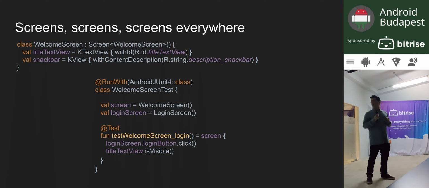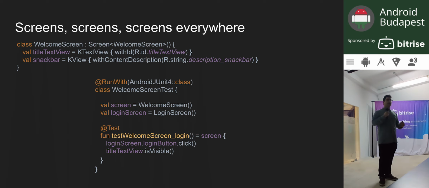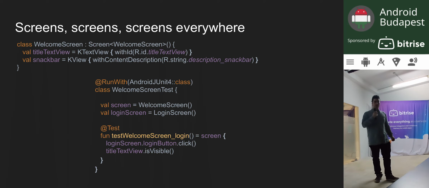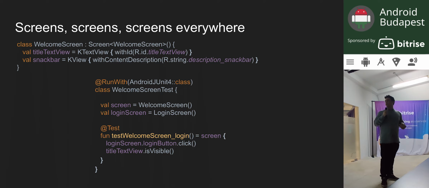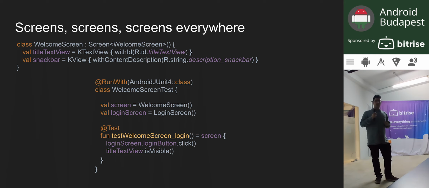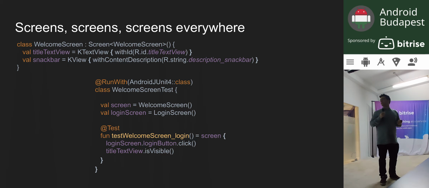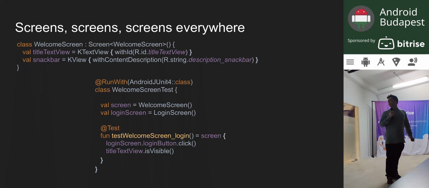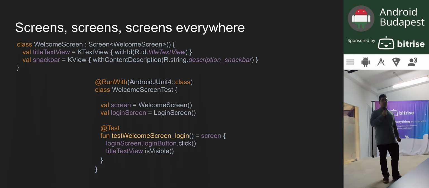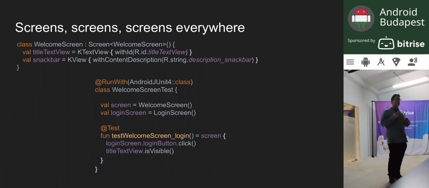How can we do this? Actually, you can see that we have a welcome screen class, which we can define separately from the testing. In that class, we define these two objects, the title text view and the snackbar, because why not? And we are using the view matchers here. So you can see that we find the title text and the snackbar based on the ID or content description, or you have some other choices. Actually, you have everything you could use in Espresso.